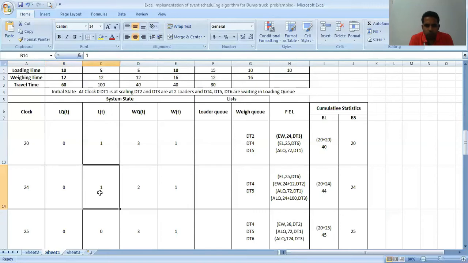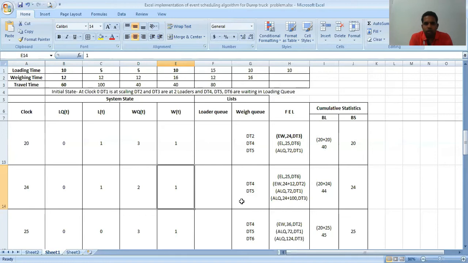L of T is 1. As we are removing the notice with respect to end of weighing, there is no need to change the value of L of T, but decrement the value of WQ of T as the dump truck will go for weighing. So decrementing WQ of T by 1, it becomes 2, and W of T will be 1. Therefore, your list of the weighing queue is also updated by removing DT2, and DT4, DT5 are still waiting in the queue in sequence.